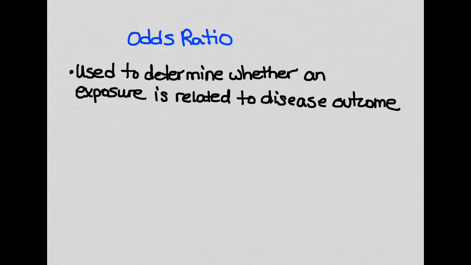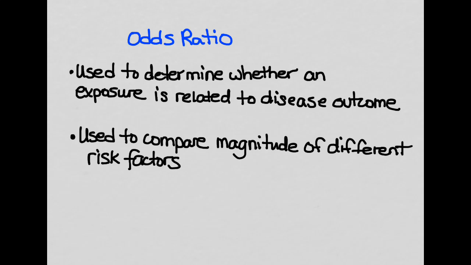Like the relative risk, the odds ratio is used to determine whether an exposure is related to a disease outcome, in particular the disease as defined by the case definition used in the study. Another use for the odds ratio is to compare the magnitude of different risk factors. You can calculate odds ratios for different exposures in a case control study, and the exposures that have the higher odds ratios are considered to be of a greater magnitude. In other words, they increase risk more. So if you look at multiple odds ratios for a single disease, you can rank them in terms of their potency in causing the outcome.